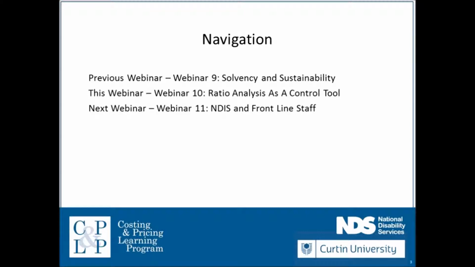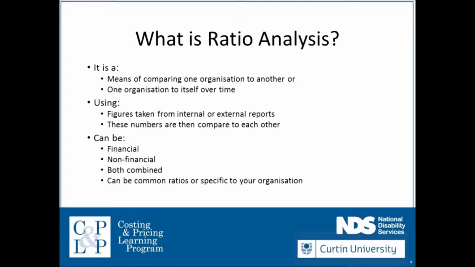So this webinar 10 considers ratio analysis as a control tool. The previous webinar, webinar 9, looked at solvency and sustainability, and our next webinar, webinar 11, looks at NDIS and frontline staff. It's actually a tool for frontline staff to listen to and to look at the slides in relation to how NDIS might affect them and how it might be explained to help them to understand some of the strategies that your organisation will need to go through. In the meantime, let's get into ratio analysis.